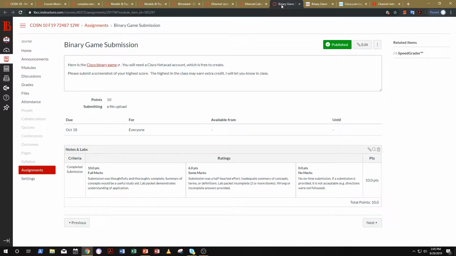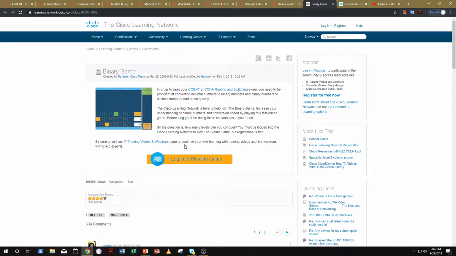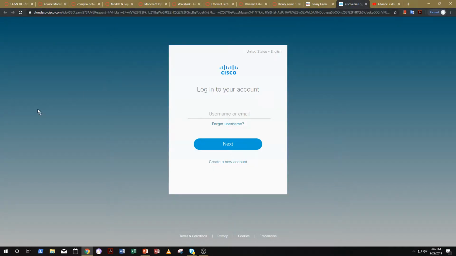And then finally, we have the binary game submission. This is Cisco's little thing here. You can play a game with binary numbers. You do need a Cisco account. It's totally free. If you've been working with Cisco Networking Academy, or NetAcad, let's say with COSN 5, your account credentials should work here. So do sign up for that Cisco account and submit a screenshot of the game. Try for your highest score. And you know what? Whoever gets the highest score in this class, maybe I'll throw in some extra credit. We'll talk about that in class.